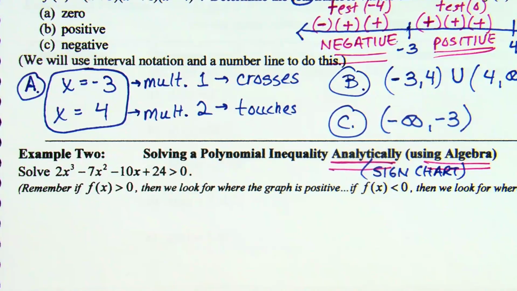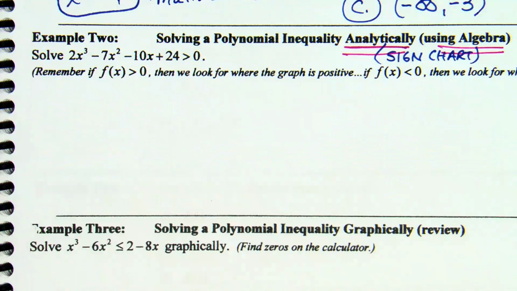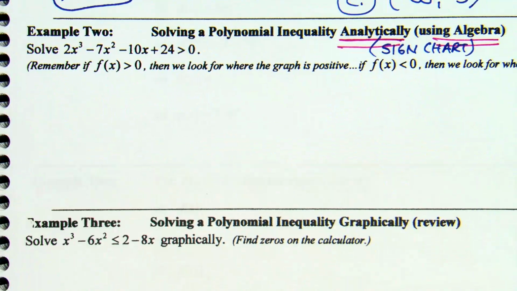Now, as we look at example 2, what's different about this problem compared to the last problem? Yeah, the last one was already factored out, which was incredibly helpful because if it's already factored out, we know where our zeros are, right? Do we know where our zeros are here? We don't know where our zeros are. How do we find our zeros if we don't know them? Hansa said synthetic division. Yeah.